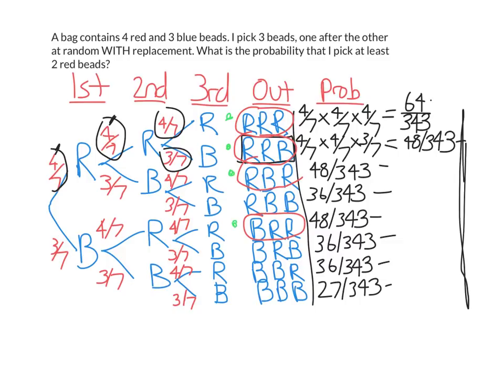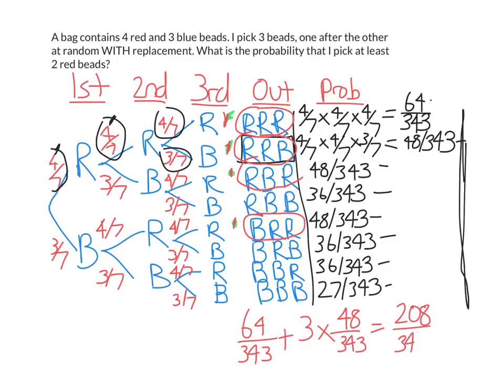All 4 of those are mutually exclusive. You can't get this one and this one. So what I need to do is add up their probabilities. The probability that I get at least 2 red will be this one plus this one plus this one plus this one, because this is the OR rule. You add the probabilities. But they are mutually exclusive, so I can just add all the probabilities. So it'll be 64/343, that's the probability of 3 reds, and then there are 3 lots of getting 2 reds. And that just gives me 208/343, which is a bit more than a half. So that's how we deal with tree diagrams when the outcomes at each stage are not equally likely.